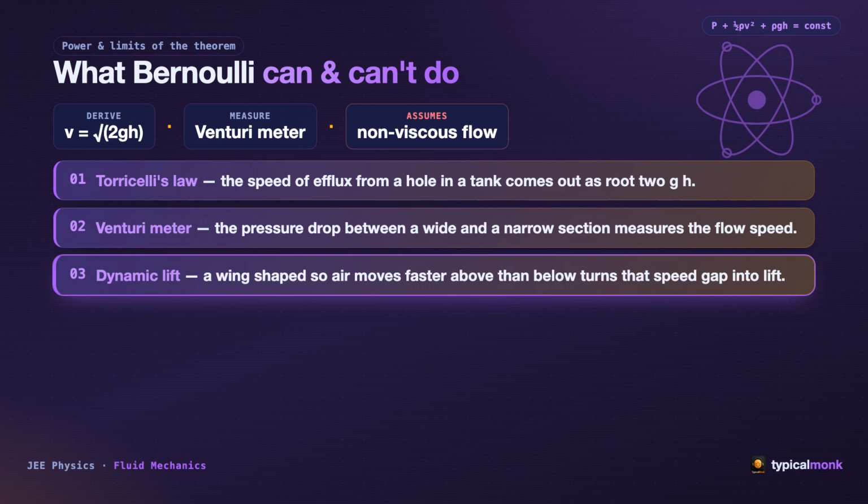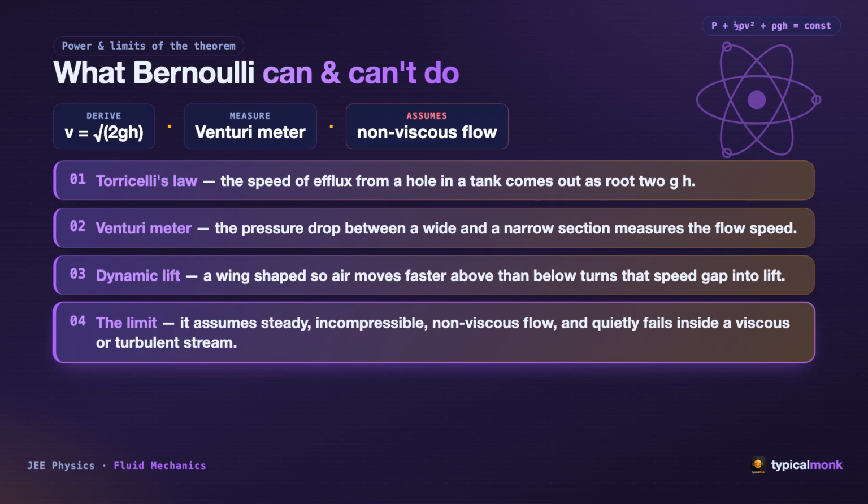It even explains dynamic lift. Shape a wing so air rushes faster over the top than underneath, and Bernoulli turns that speed gap into an upward push. But here is the honest limit.